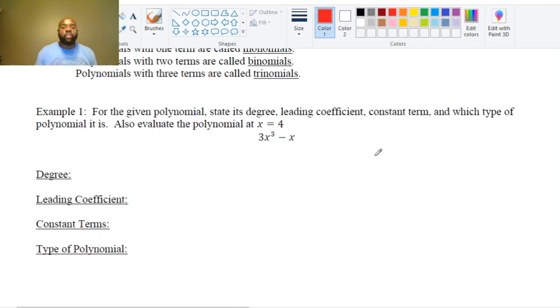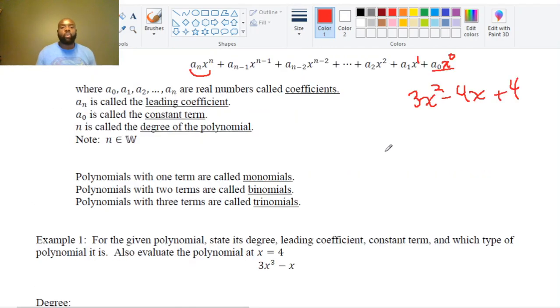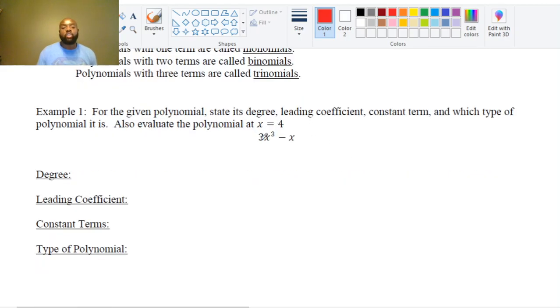We're going to look at this first example where we give the degree of the polynomial, its leading coefficient, constant term, and state what type of polynomial it is. It's 3x cubed minus x. Normally our general convention is to write our polynomials in this form, where the term with the highest degree is first, followed by the term with the next highest degree, and so on. This one is written the way that we always write polynomials.